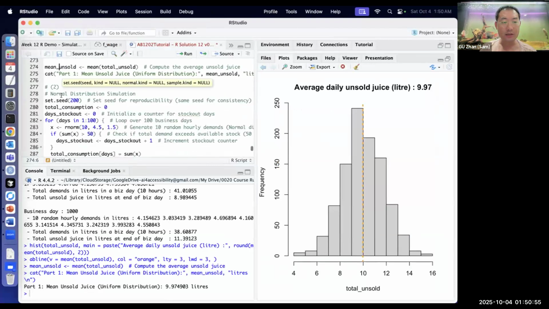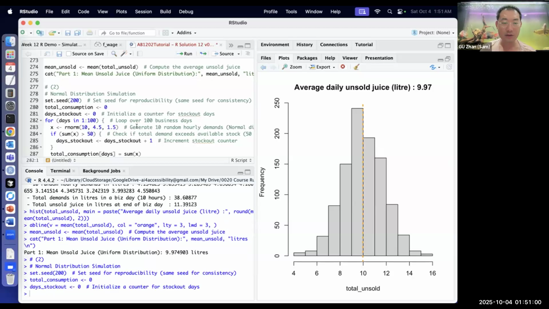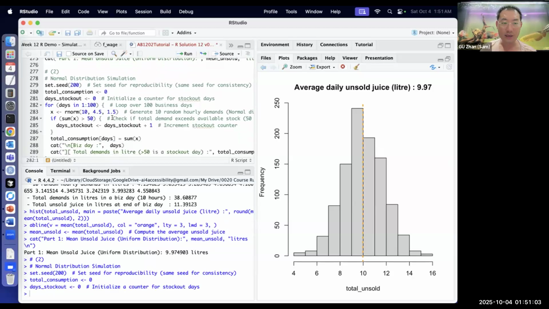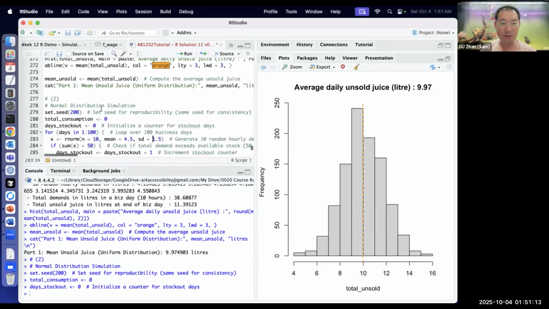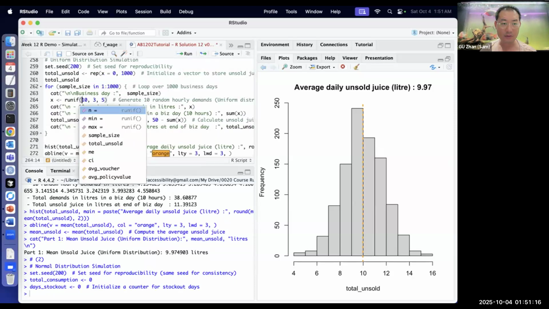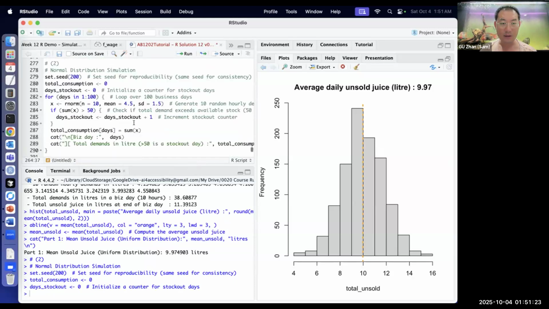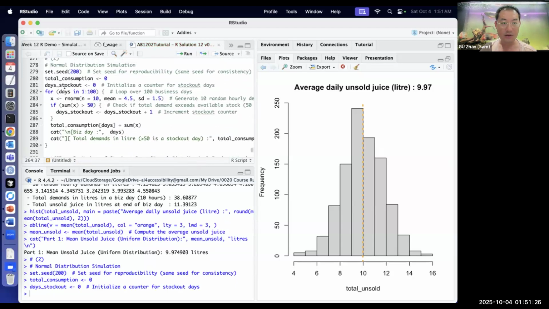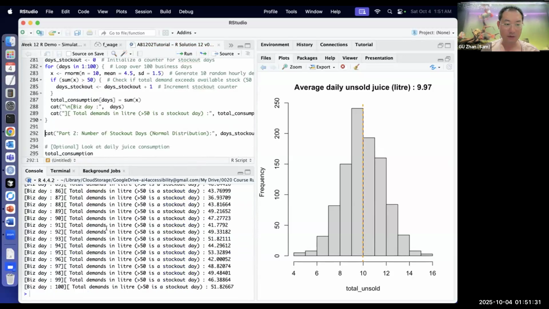Okay, now next is question 2. Set C, the total consumption is 0, days stock out is 0. So out of these 100 days, X generates 10 random numbers. Again, it's best to have the 10 random numbers with mean value, standard deviation 1.5. So I think it's best to add here as well, minimum 3, maximum 5. So that'll be easier for you. Okay, so now next is just run this for loop. Let's have a look.